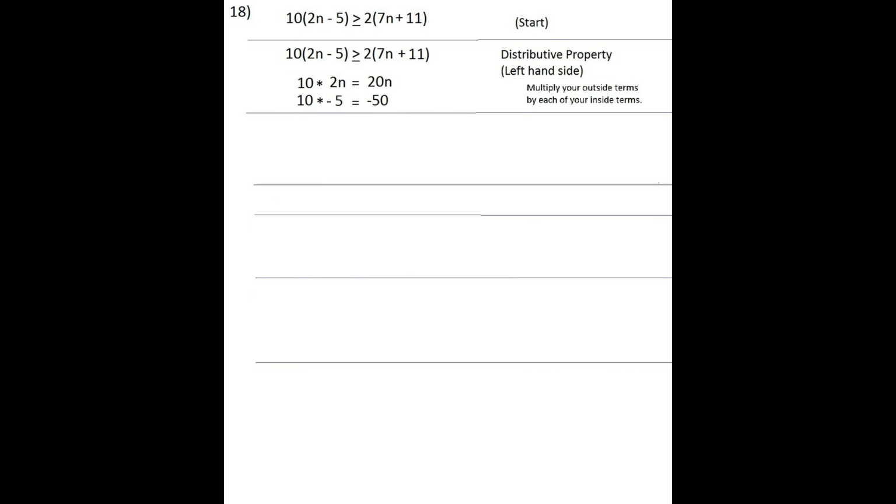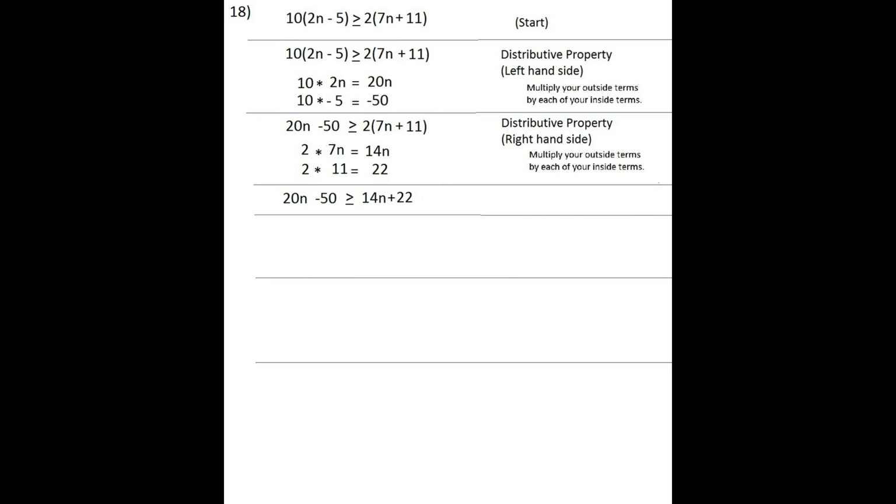All right. The only thing we have left is the right-hand side as far as the distributive property is concerned. So we have 2 times 7n, and that's going to give us 14n, and 2 times 11, which will give us 22. That's the right-hand side. Now comes the fun part where we get to combine all our terms. The first move we're going to make is to rewrite the problem. We're going to write our problem without any parentheses and without any distributive property issues. So we have 20n minus 50 is greater than or equal to 14n plus 22.